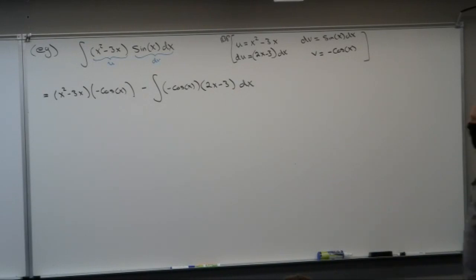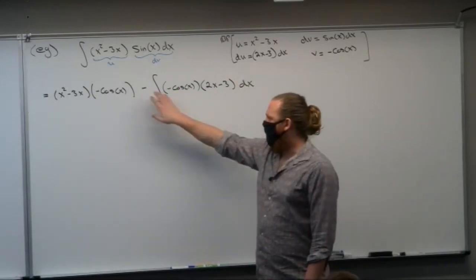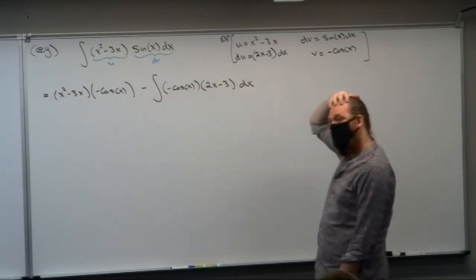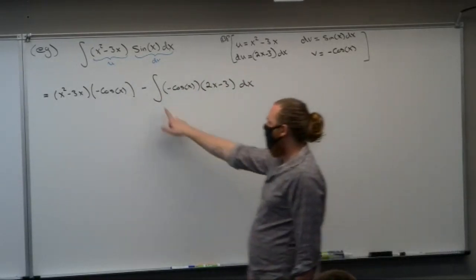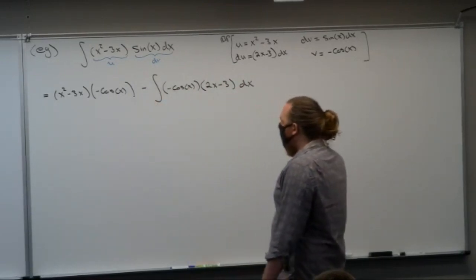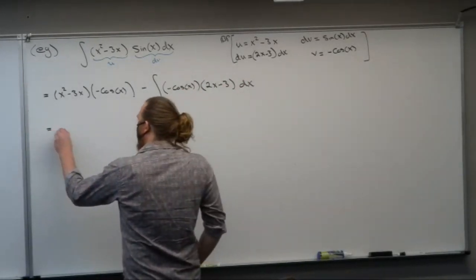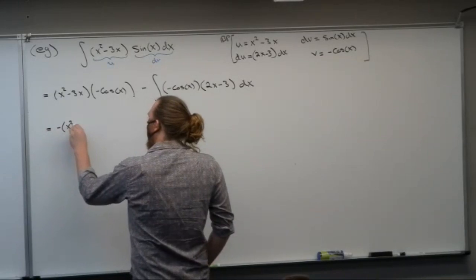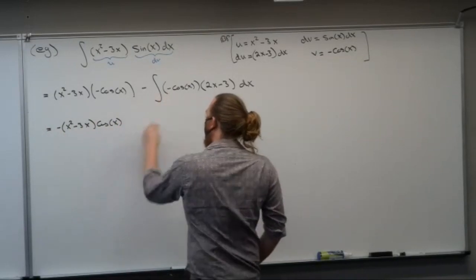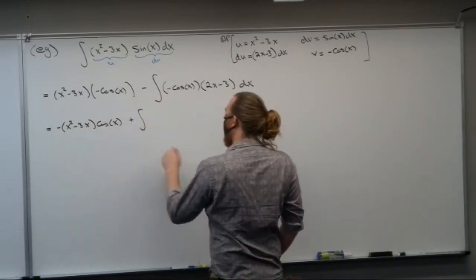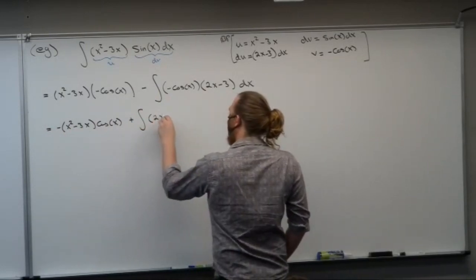One of the things that you're going to notice, because there's a minus sign in the formula, we tend to get a lot of negatives piling up. You need to be very careful with your parentheses on this problem. Integration by parts demands careful use of parentheses. Let's just simplify a bit. So this is negative (x squared minus 3x) cos x plus the integral of the polynomial out front again, because that's how it was before, 2x minus 3 times cos x dx.